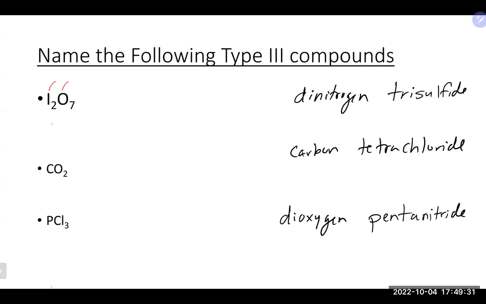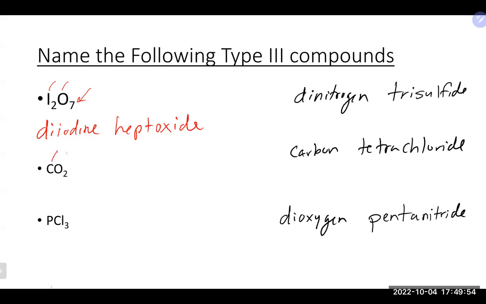So prefix for 2 is di, and that is iodine, full name. Prefix for 7 is hepta, and we'll drop the A there and it becomes heptoxide. Again, the 2 I's are okay. Mainly the A and the O, and the O and the O is not so good. Any question on that one there?